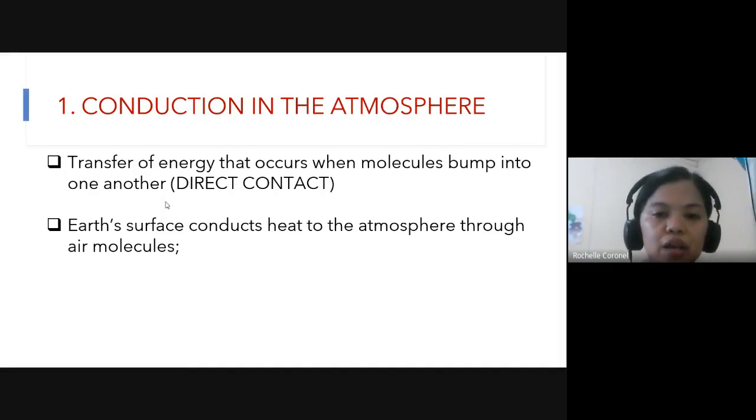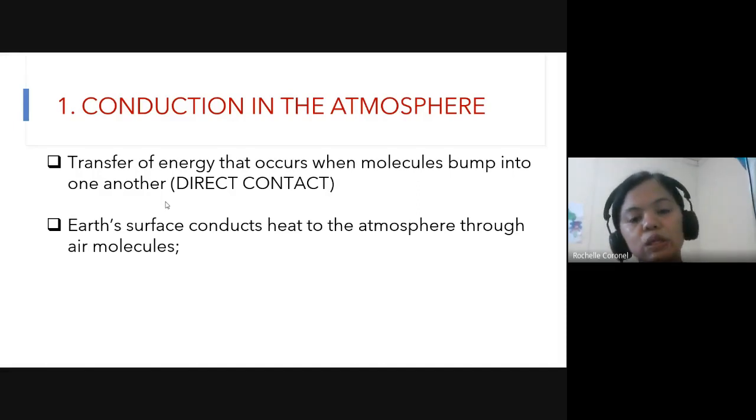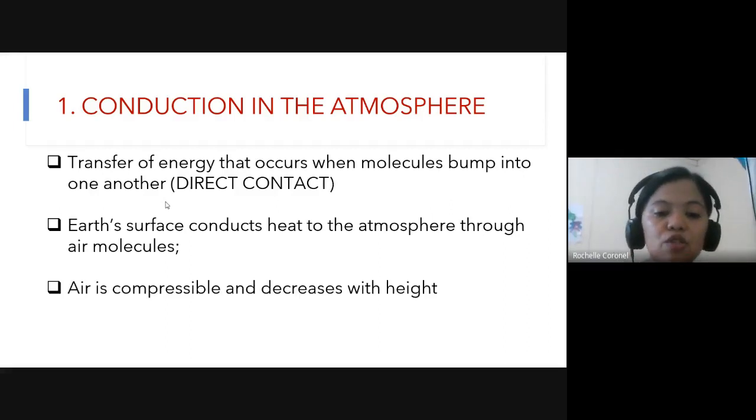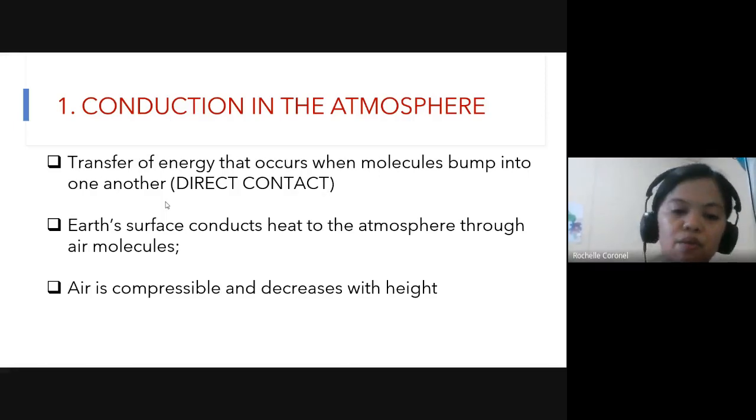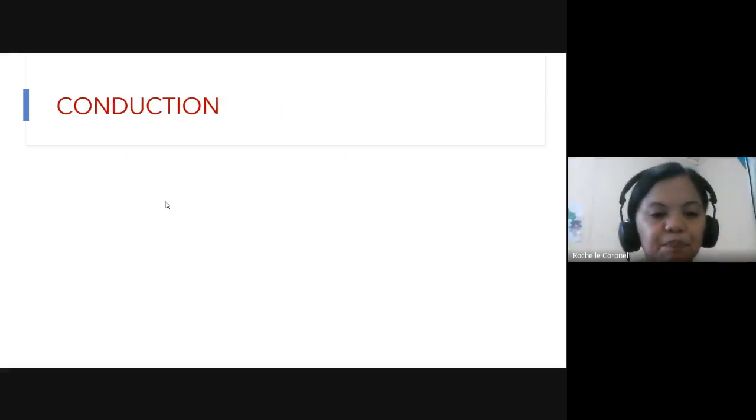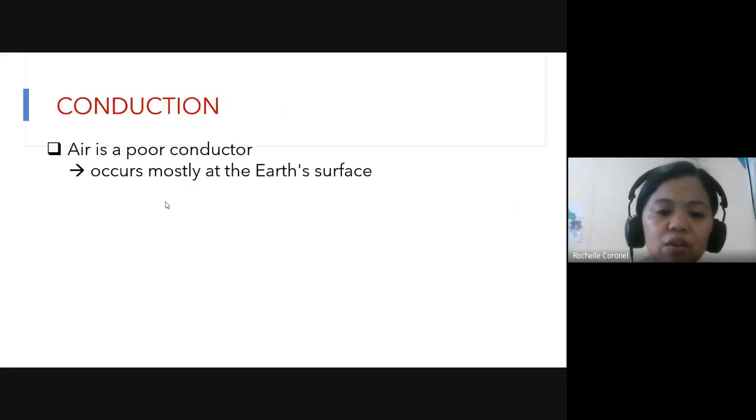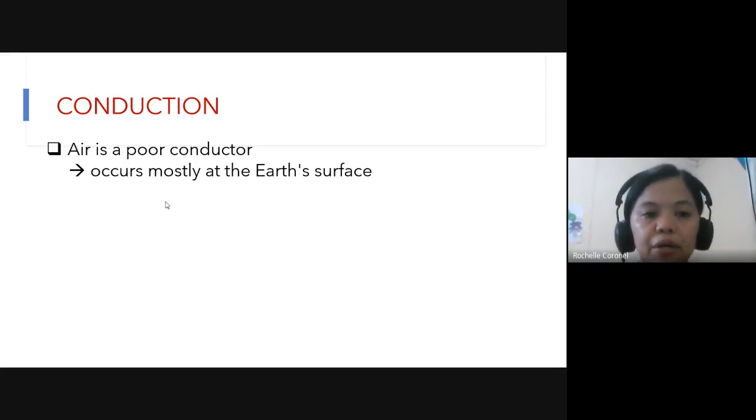But then again, of course, air is a poor conductor. So conduction in the atmosphere is limited. It can only be observed near the surface of the Earth. Air is compressible and decreases in density with height. So as you go up, conduction cannot really transfer heat; conduction of heat is very weak as you go up. Again, air is a poor conductor. So heat conduction occurs mostly at the Earth's surface, but it's a very important heat transfer.